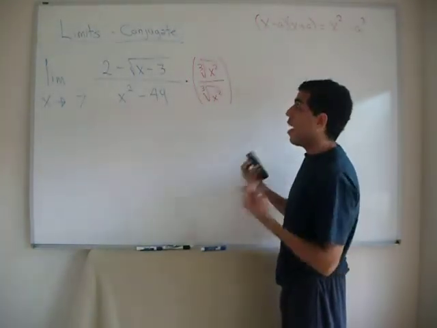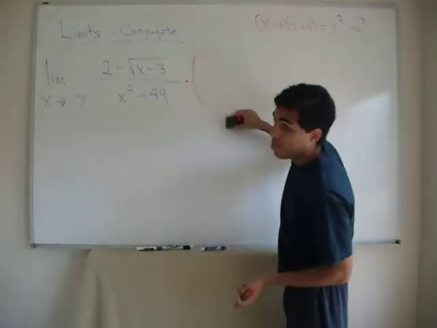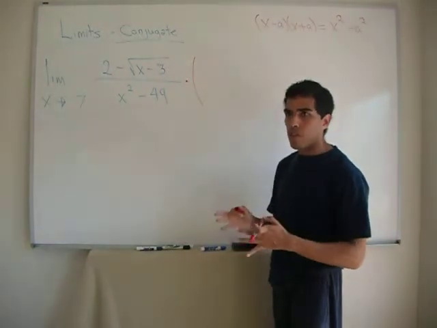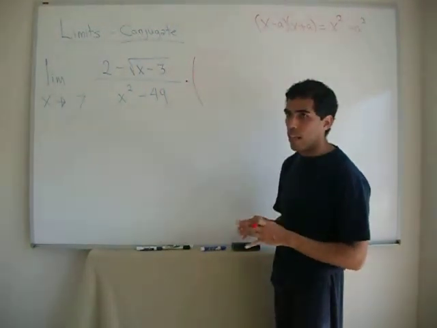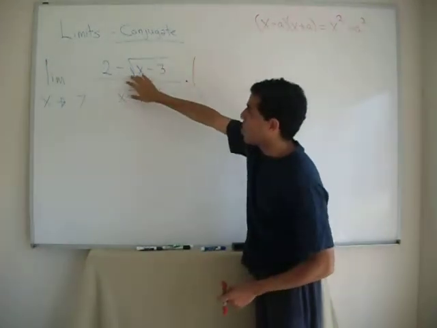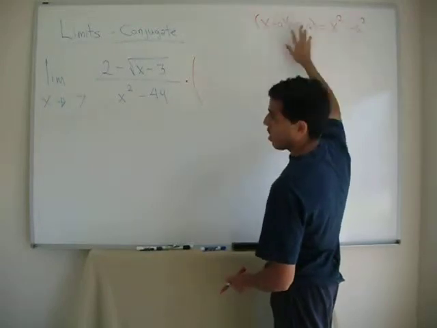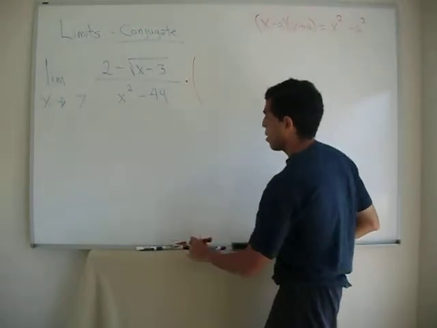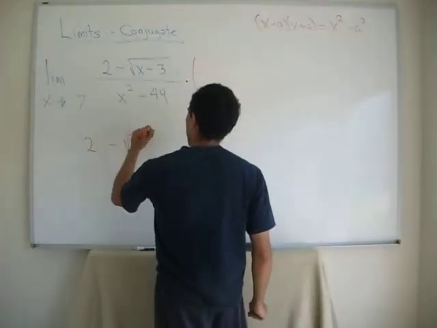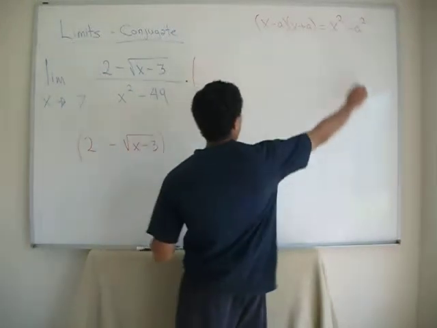Of course, I have to multiply it by the conjugate of the expression I want to get rid of, which we said is the radical. That is the expression we want to get rid of. That's the complication. So, if we visualize this 2 minus square root of x minus 3, I'm going to make a parenthesis right here, 2 minus square root of x minus 3, we're going to visualize exactly like this.